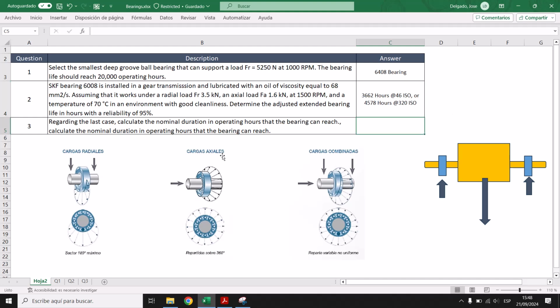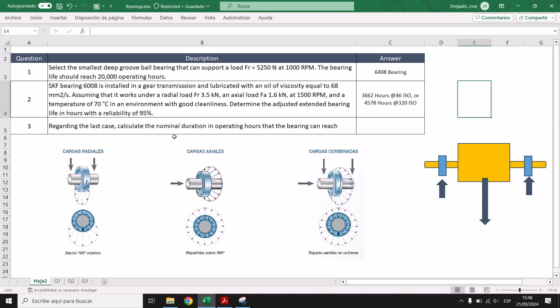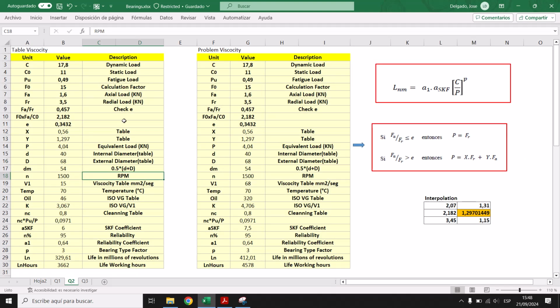Okay, so now let's go with the third question. This regarding the last case: calculate the nominal duration in operation hours that the bearing can reach. Oh, okay, this is the time, sorry. So, as you remember in our first example, there's something that I told you for nominal case. It's with ASKF, it equals 1. So it's going to be the same value.